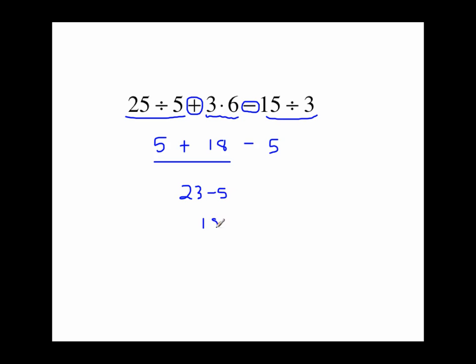Now, coincidentally on this problem, when you got to this step, you could have, if you are pretty good with your signed numbers, thought about the fact that 5 and negative 5 will cancel each other out, and you'll still be left with the 18.